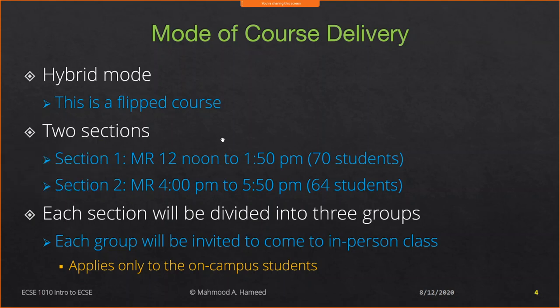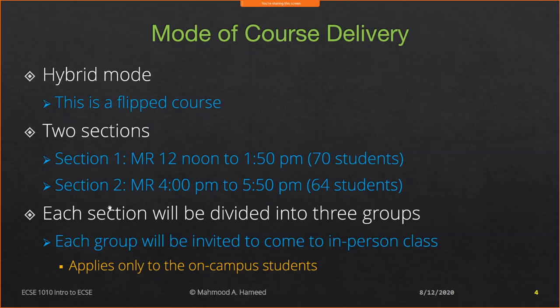Let me proceed. There are two sections for this class. Section 1 meets Monday and Thursday from 12 noon to 1:50 p.m. Eastern time, so that's local to RPI, and that section is already full. It already has 70 students. Section 2 is again on the same days, Monday and Thursday. However, it's later in the day, 4 to 5:50 p.m. Eastern time. And there are 64 students already enrolled in section 2, so we just have about 6 slots left in section 2.